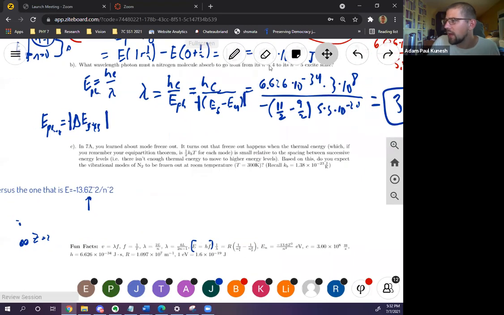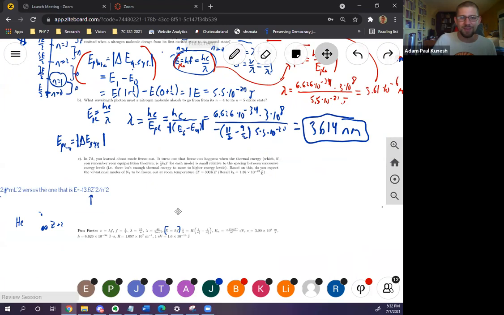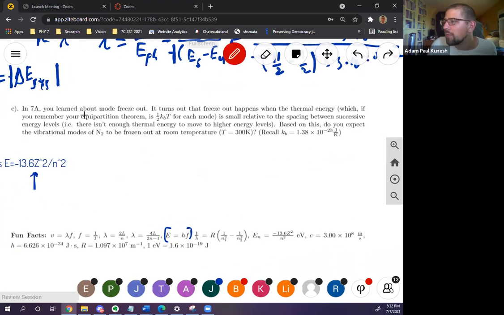Okay, part C, and then I'll stop boring the people who already love quantum and we'll move over to something a little more mirror-y. In 7a, you learned about mode freeze out. It turns out that freeze out happens when thermal energy, which if you remember the equipartition theorem is 1/2 kBT for each mode, is small relative to the spacing between successive energy levels. If there isn't enough thermal energy to move to higher energy levels, based on this, do you expect the vibrational modes of N2 to be frozen out at room temperature?